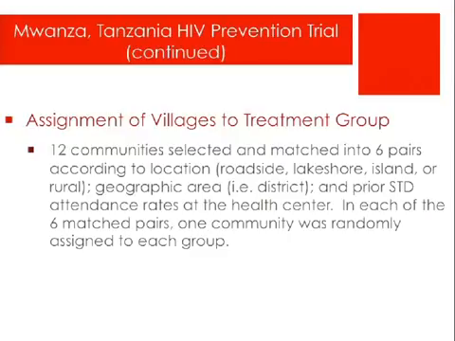I honestly don't remember. Okay, so they take 12 communities and they match them into 6 pairs according to location: roadside, lakeshore, island, or rural. And in each of the 6 pairs, they randomly assign one to the intervention group and one to the control group. So they've got 6 pairs.